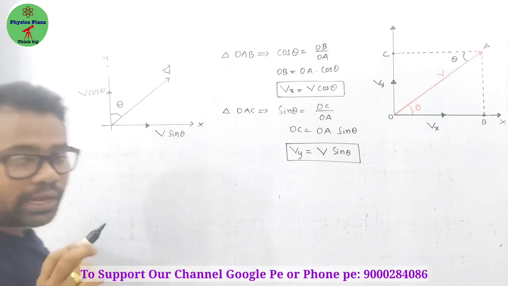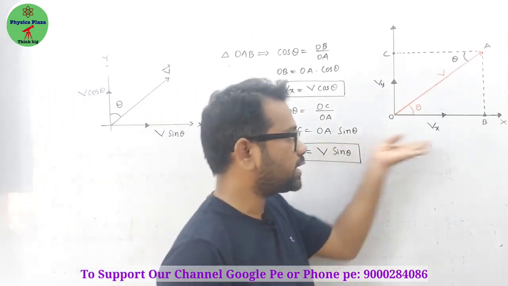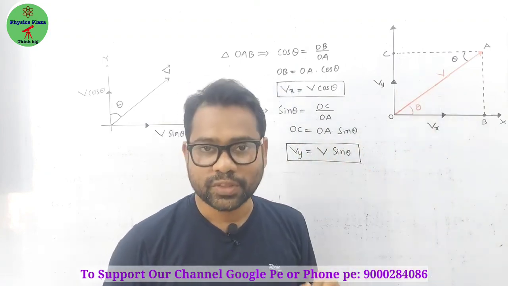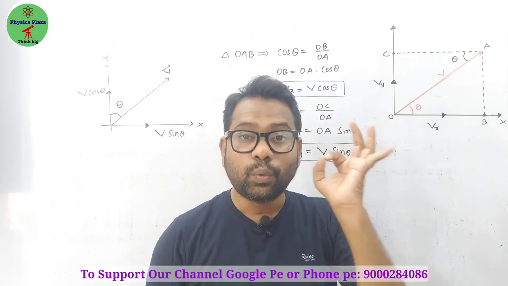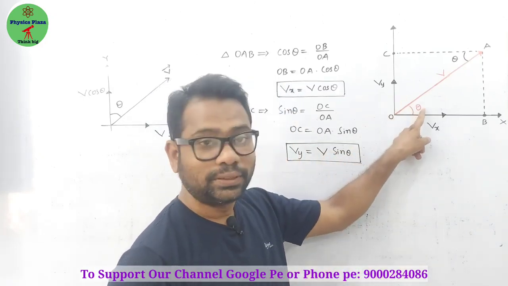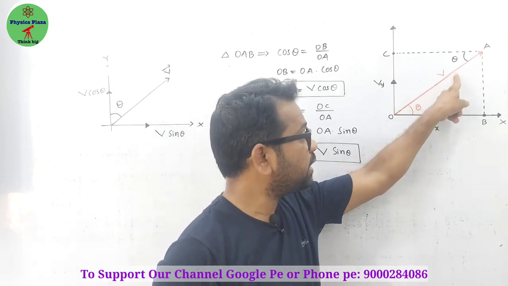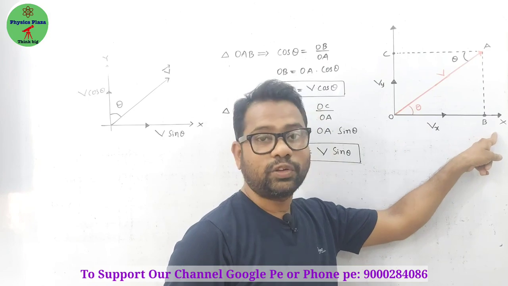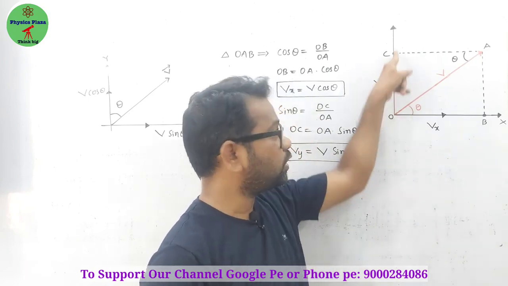V sin theta. Again I am telling you children, it is not that always along the x-axis it is cos theta and along the y-axis sin theta. No, that is a wrong concept. The correct concept is that we have to notice the angle made. See here, this vector is making an angle theta with the x-axis, so the horizontal component will be along the x-axis, and the vertical component will be along the y-axis.